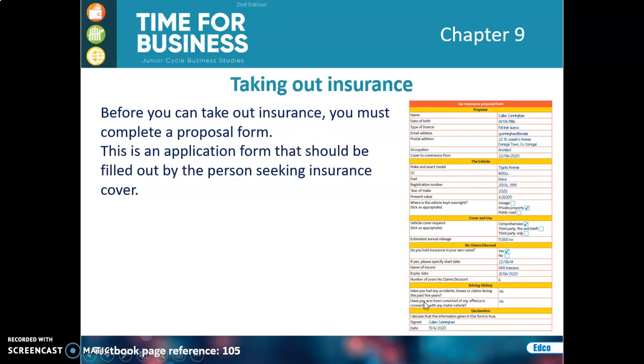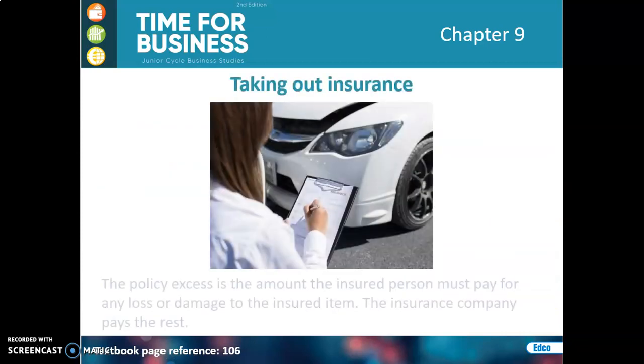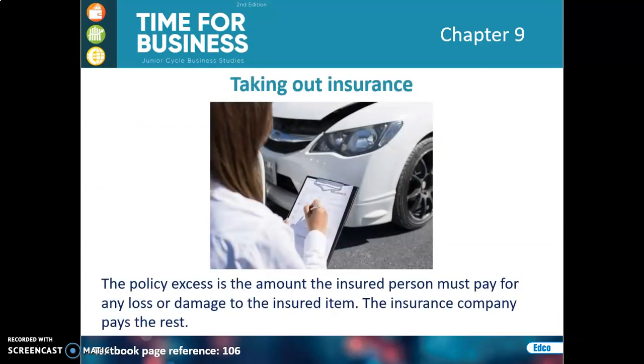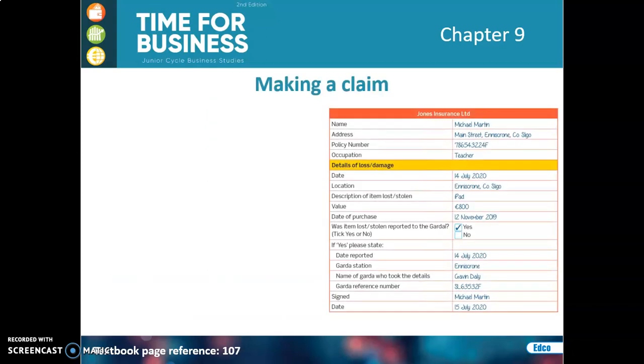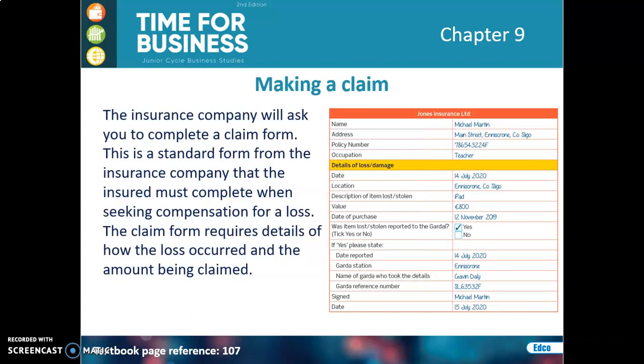When you take out insurance, you have to complete a proposal form. A proposal form is an application form for insurance. An excess amount is a little amount that the insured person must pay first, and then the insurance company will pay the rest, often maybe €200. A claim form then is the form you fill out if you have to make a claim, if you've actually had an accident.